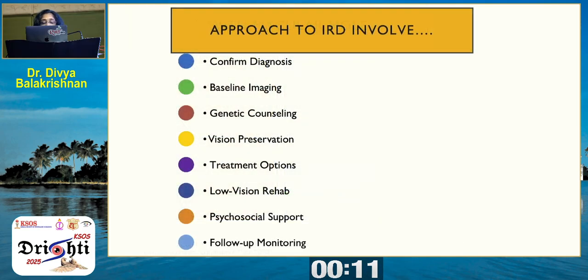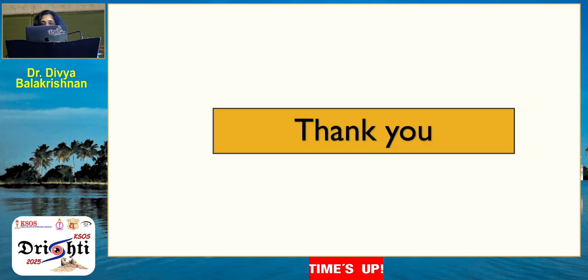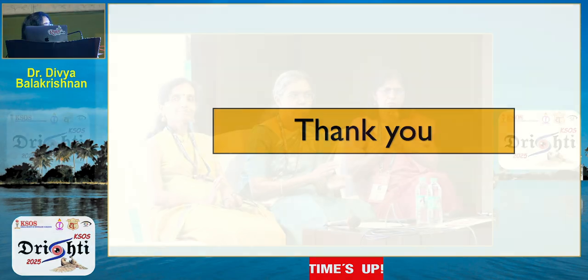So to conclude, first you confirm the diagnosis, baseline imaging has to be done, genetic counseling, then whatever you can do for vision preservation, the treatment options available, low vision, and the psychosocial support and follow-up monitoring. So this should be the outline. Thank you.